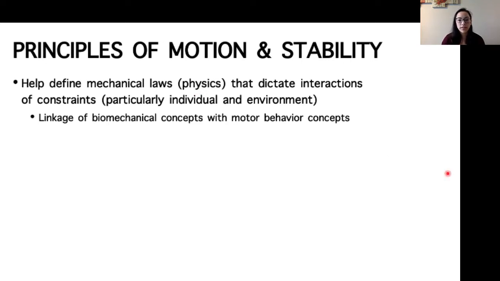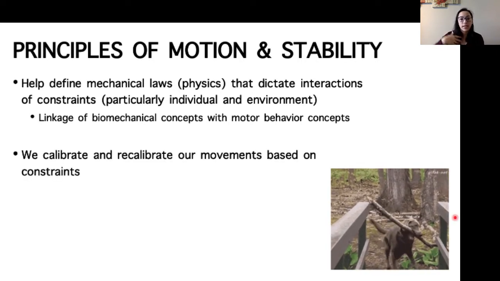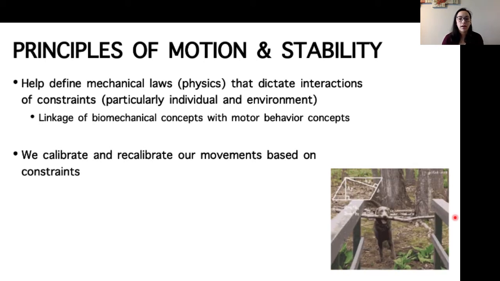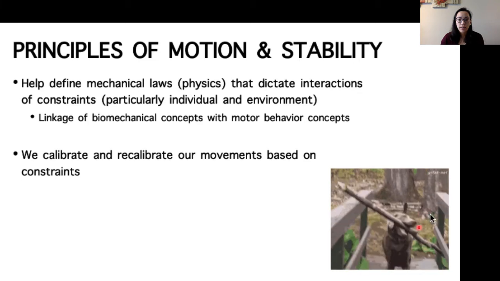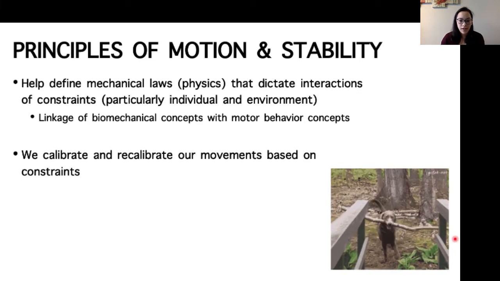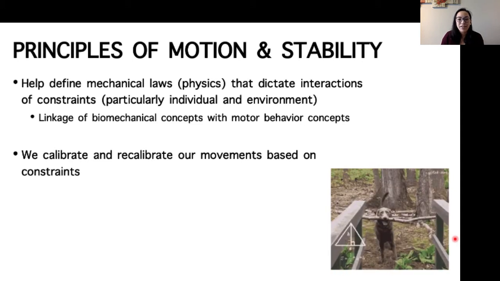So each of these constraints are going to permit or limit movement. Remember, constraints are not a negative thing. And if any one of them changes, the movement pattern is likely to change. So this is going to require us to calibrate and recalibrate our movements based on the state of the interacting constraints.